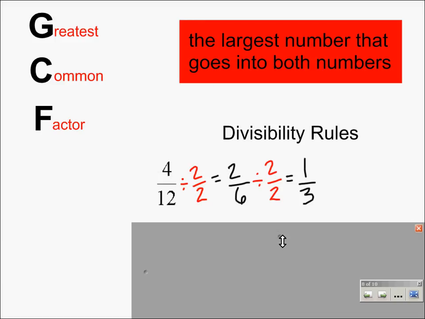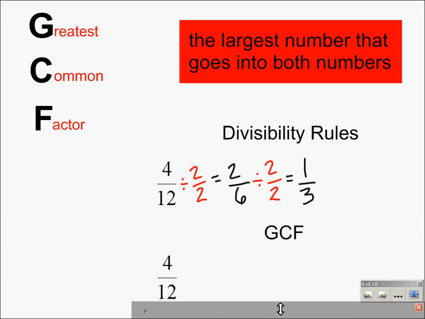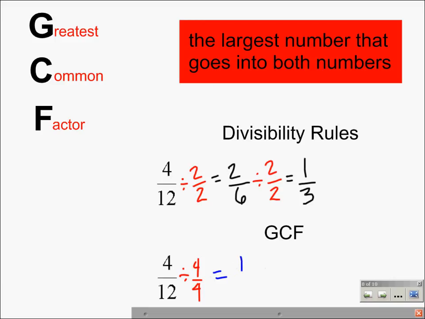Well, now let's take a look at using this greatest common factor. Okay, greatest common factor says if I take a look at 4 and 12, what's the largest number that goes into both? Well, that would be 4. So let's divide by 4 over 4, and again, that is equal to 1, so it's not going to harm our fraction. 4 divided by 4 is 1, and 12 divided by 4 is 3. And you can see we came up with the same answer, but we didn't have to do as much work. And that's what the greatest common factor allows us to do.